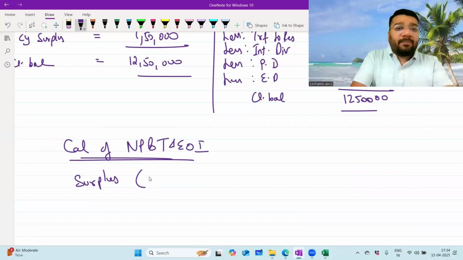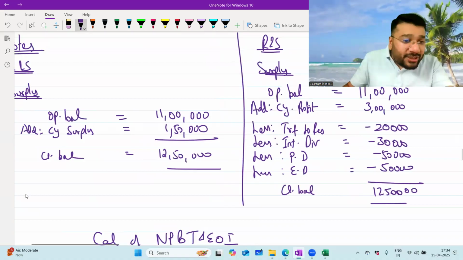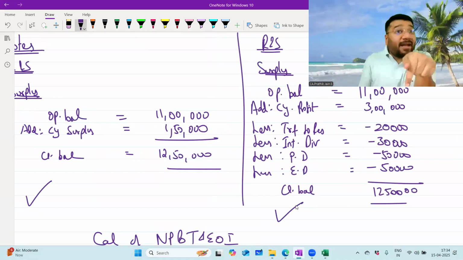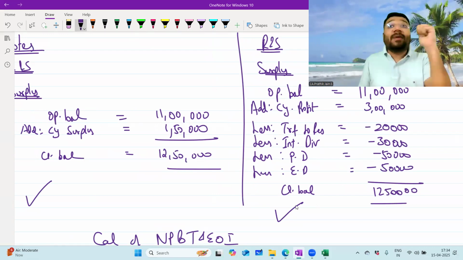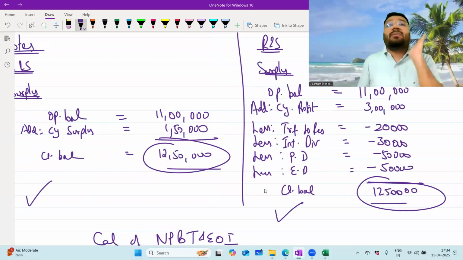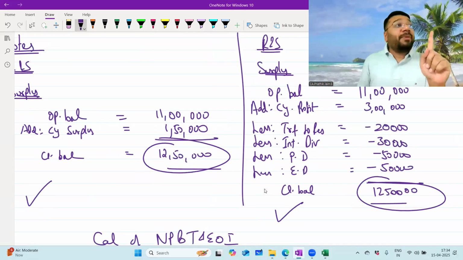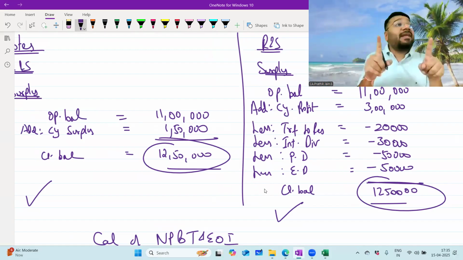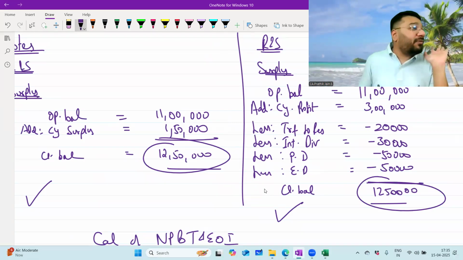Now tell me, whether the presentation is given in this manner in the question or in this manner, in either case, what is my closing balance? The same 1250. Any problem in this? Whether the appropriation is done in the notes to accounts or in the P&L, in either case my closing balance is the same, 1250.